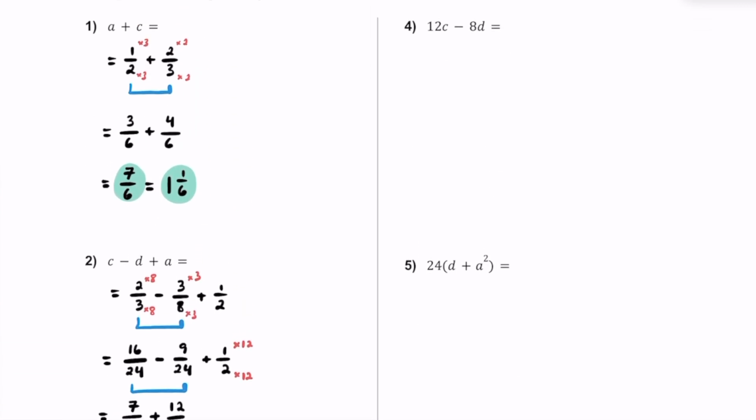Number 4, we have 12c, which is 12 times c, minus 8d, which is 8 times d. Let's go ahead and substitute some values in here. So we have 12 multiplied by whatever c is. I think c is going to be 2/3. Let's go ahead and write 2/3, substitute that in. Minus 8 multiplied by d. Now d is going to be 3/8. So let's plug in 3/8 in for d.